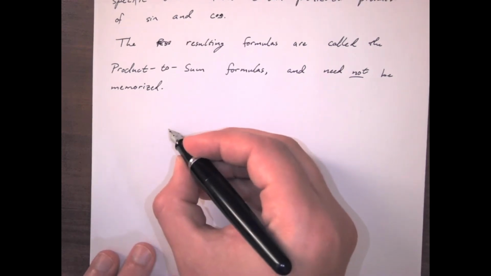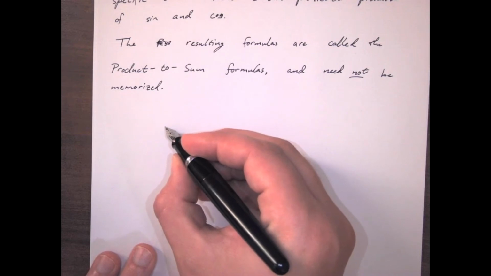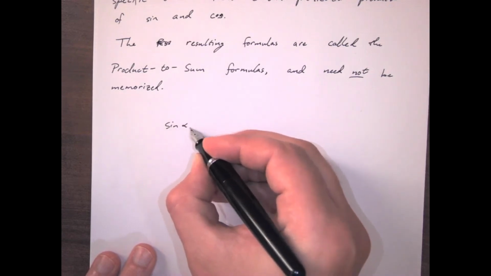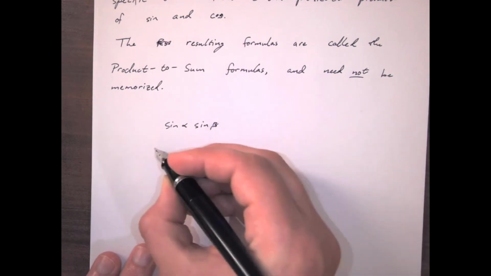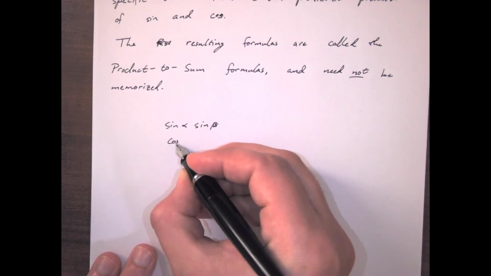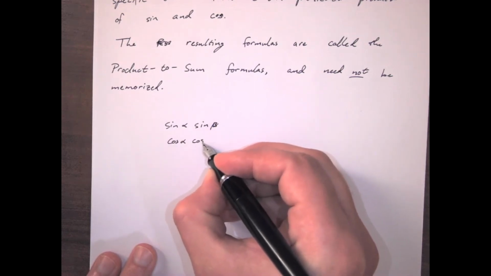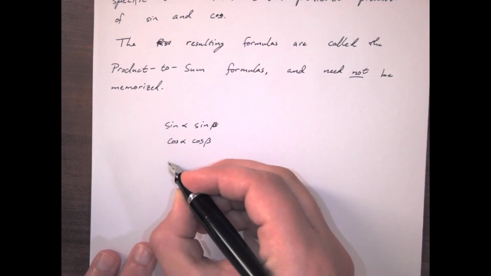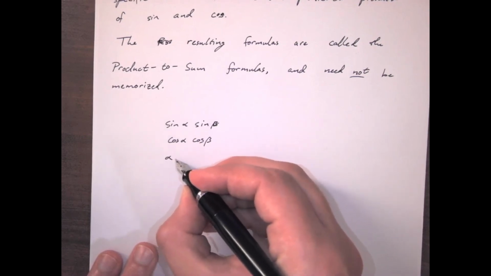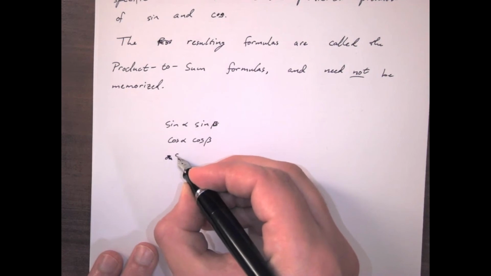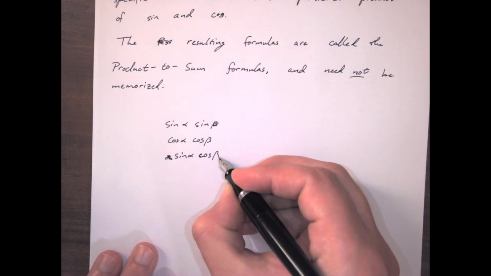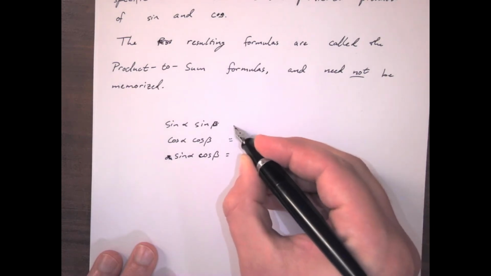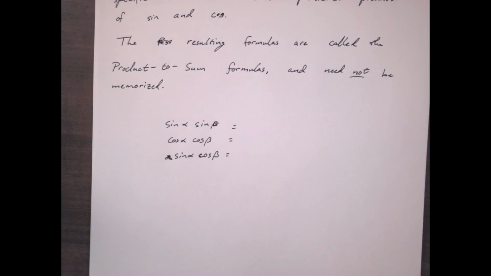So the particular combinations that we're talking about would be sine alpha, sine beta, and then cosine alpha, cosine beta, and then finally sine alpha, cosine beta. All right, so these are the intended products.